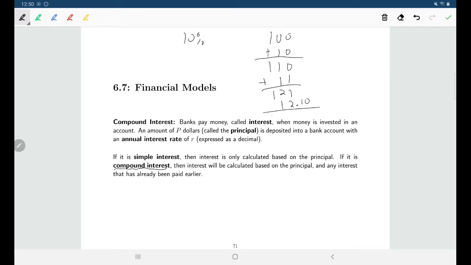And then the next year after that, the bank would give you $12.10. You would now have $133.10. You can see that the amount of money that we're going to make each year is going to increase, because not only are we getting a percent of the principal, we're also getting a percent of the interest that we've already earned.